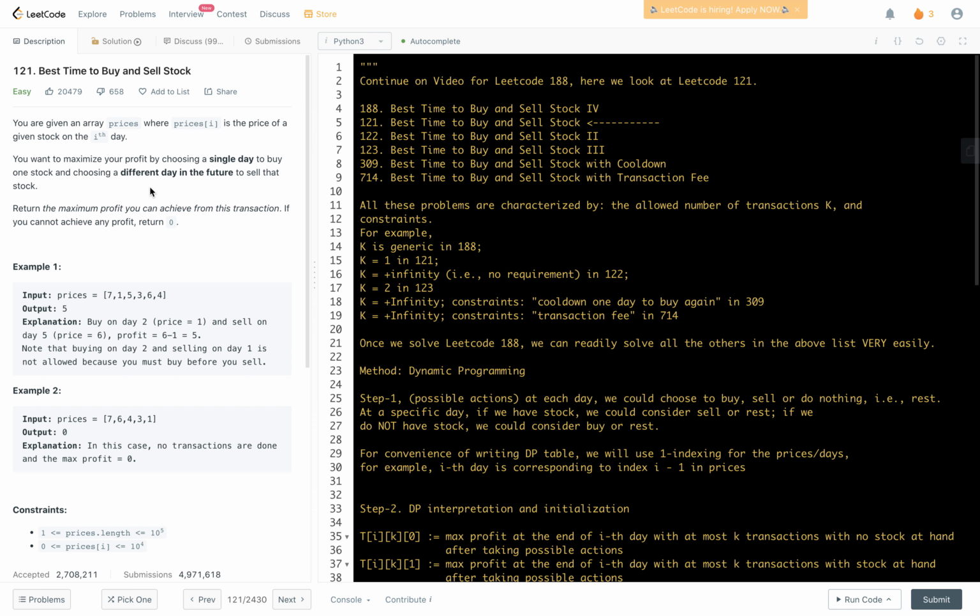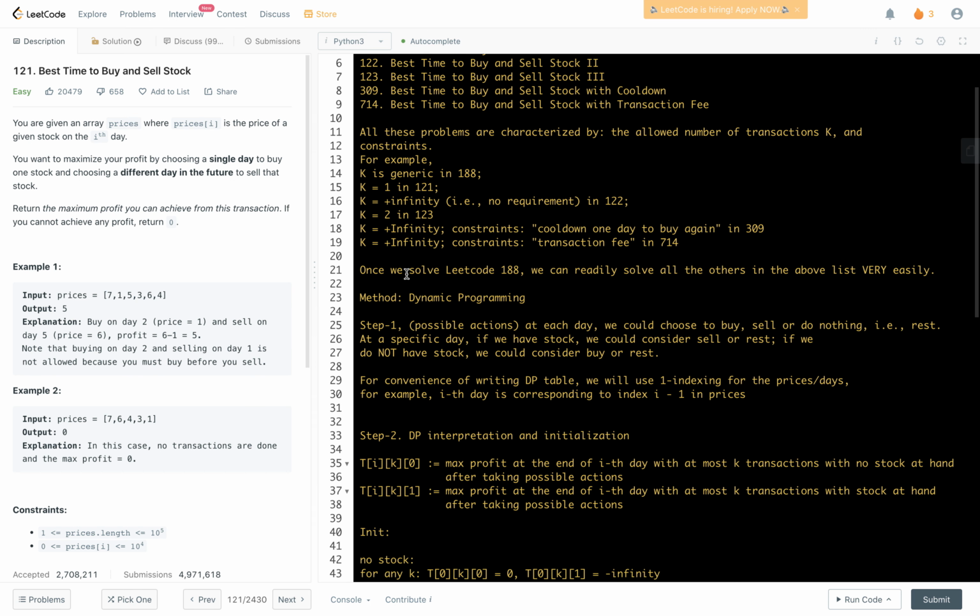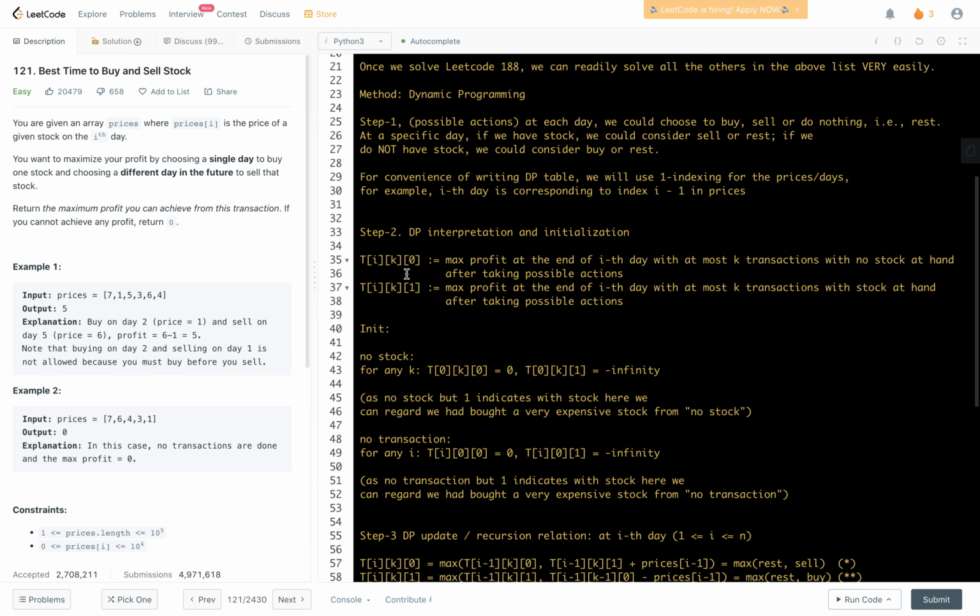So in this problem, the allowed number of transactions is 1. So that's the connection of this problem with problem 188. So we're going to treat this problem as a special case of problem 188. So first, let's recall the interpretations in problem 188.